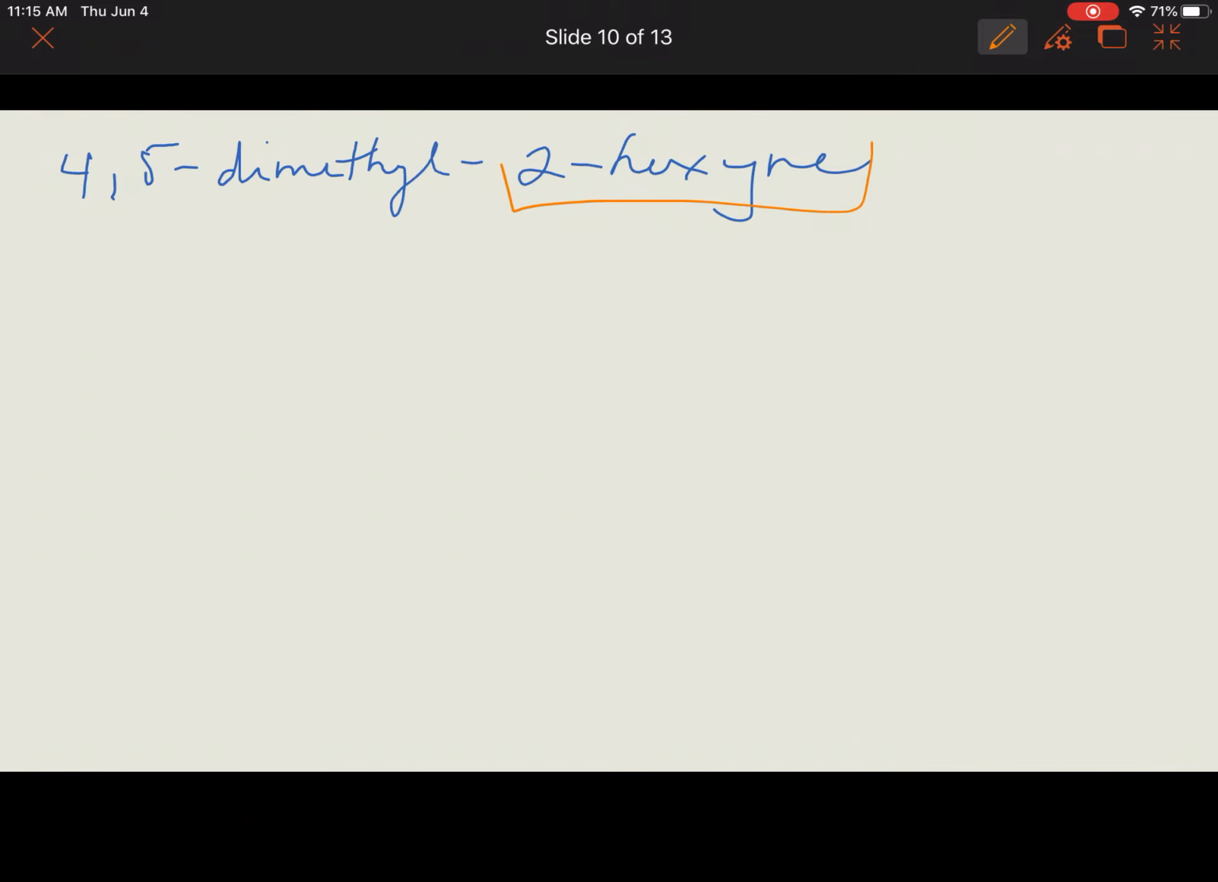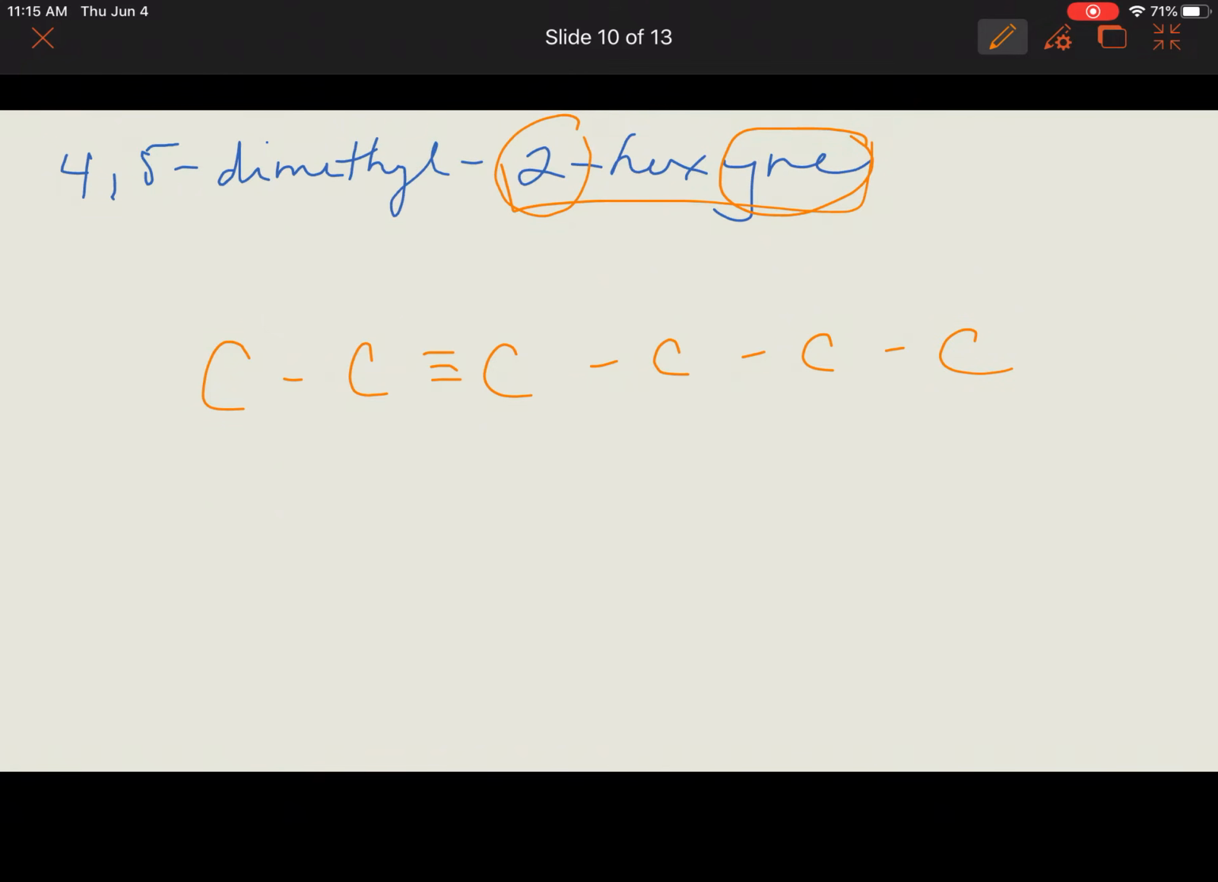Okay, so let's try drawing one. I'm going to give you this one: 4,5-dimethyl-2-hexyne. When you're doing these, you are going to first look at the parent. The parent is hexyne, so 6 carbons in a row. You've got a triple bond. I know it's a triple bond because the ending is yne, and the triple bond is between carbons 2 and 3. So 1 carbon, 2 carbons, and between those I need a triple bond, then 4, 5, 6.